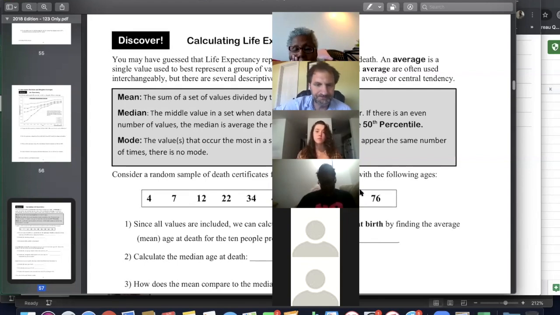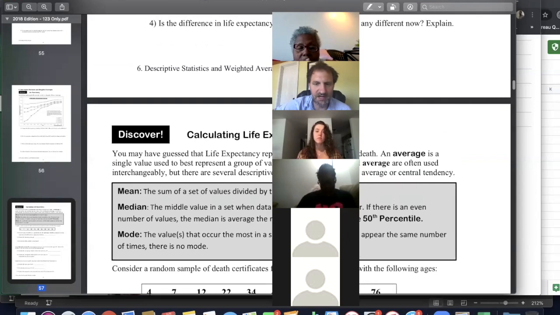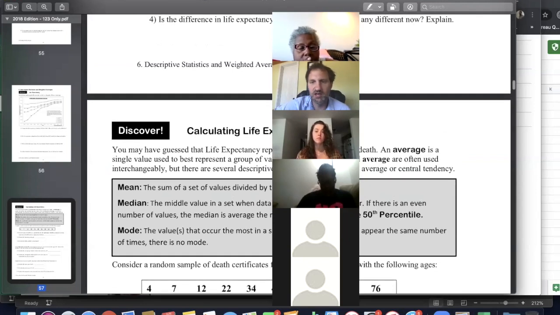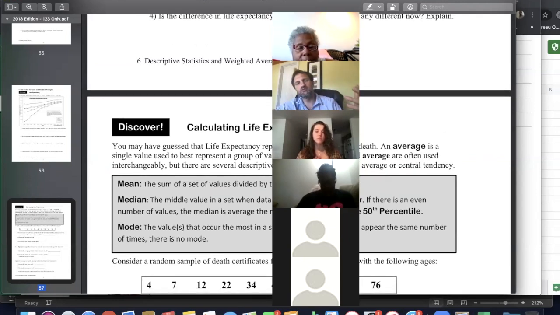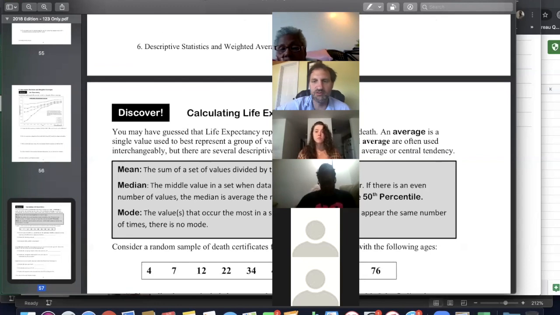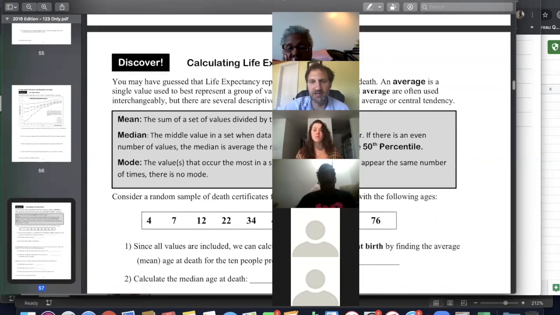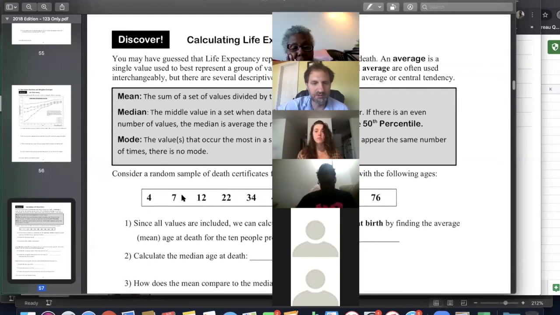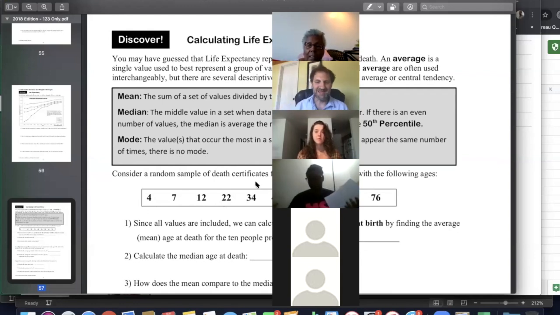Okay, so in this box here, they give you some definitions. Mean: most people, when they say mean, they are thinking average, or when they say average, they're thinking mean. Mean is where you add up all the numbers and you divide by how many there are. So in this case, 1, 2, 3, 4, 5, 6, 7, 8, 9, 10. Oh, that's nice. So we add up these numbers and then we divide by 10 and we get our mean.